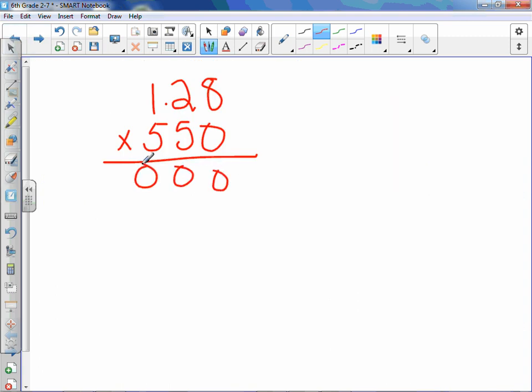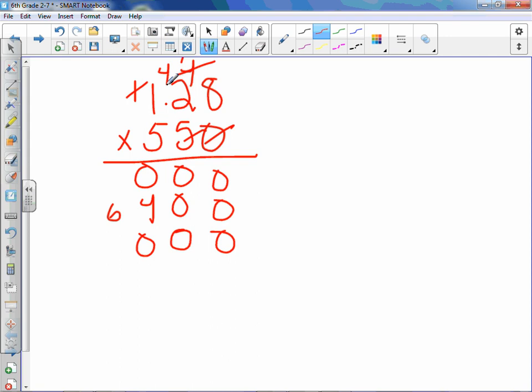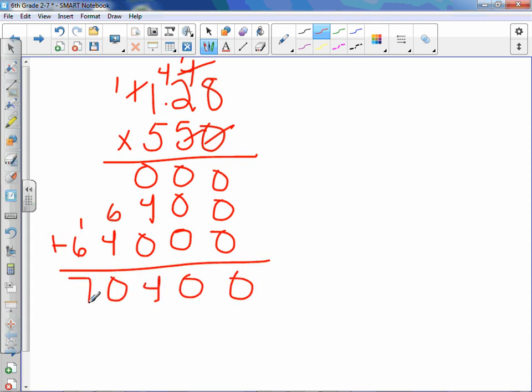0, 0, 0. Placeholder. 5 times 8 is 40. 5 times 2 is 10, plus 4 is 14. 5 times 1 is 5, plus 1 is 6. 2 placeholders. 5 times 8 is 40. 5 times 2 is 10, plus 4 is 14. 5 times 1 is 5, plus 1 is 6. Add them up. We have 1, 2 behind the decimal point, which leaves us with 704.